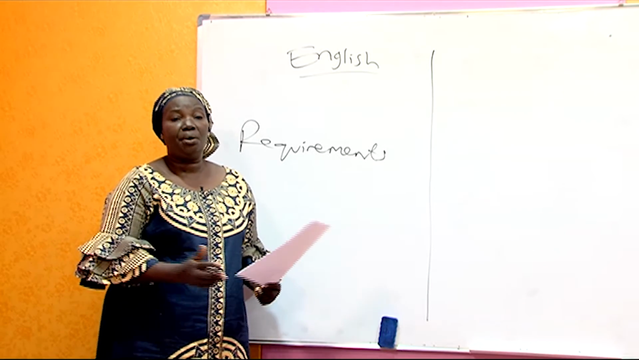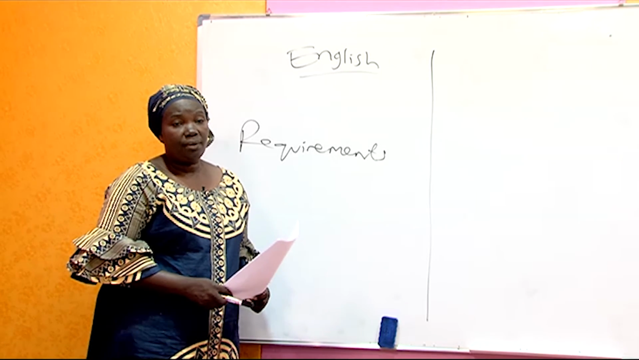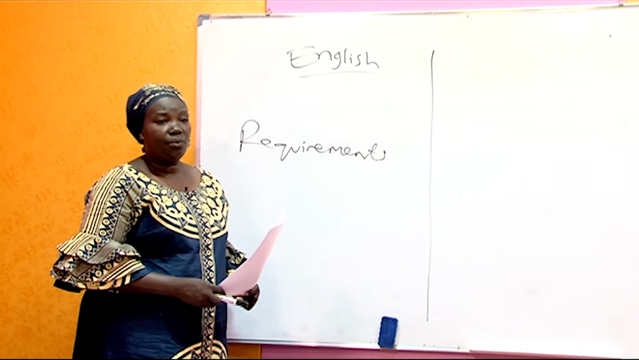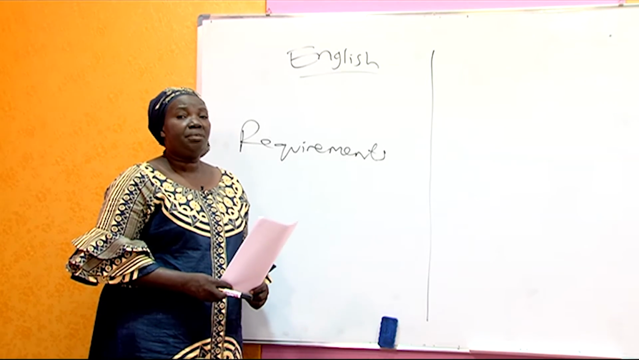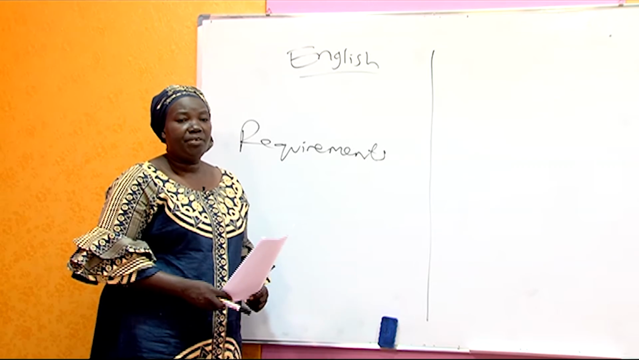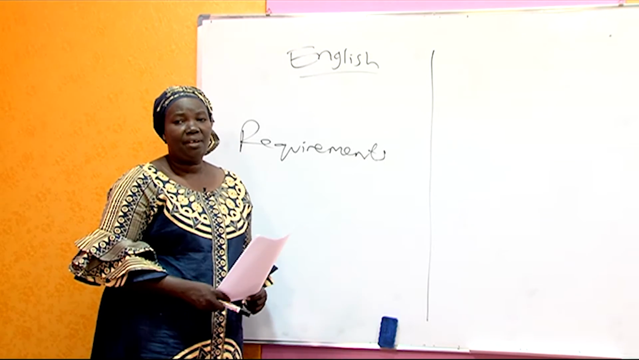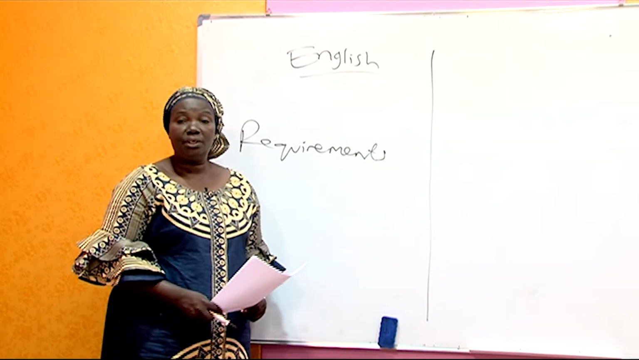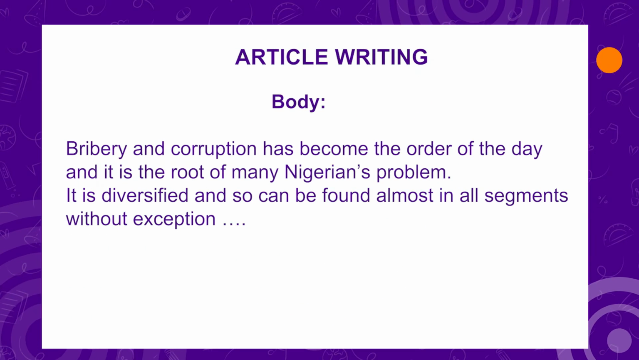Now, talking about the horror, the kind of news we hear these days, and how it even affects the psychology of the individual, you can also highlight that and talk about it. Now, talking about the body, bribery and corruption has become the order of the day, and is the root of many Nigerians' problems. It is diversified and so can be found almost in all segments without exception.